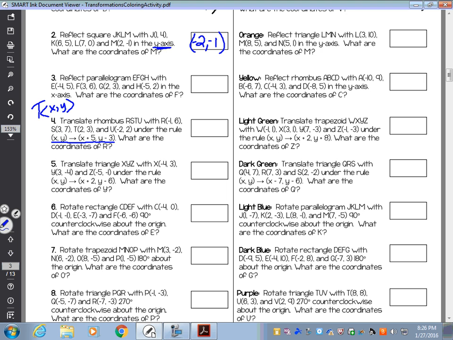So I know it's possible you get the answer by just following the rule, but we are going to check for your graph as well. So here on number 4, we're translating the rhombus. It should look like a rhombus, RSTU, and give us the coordinates for those vertices.